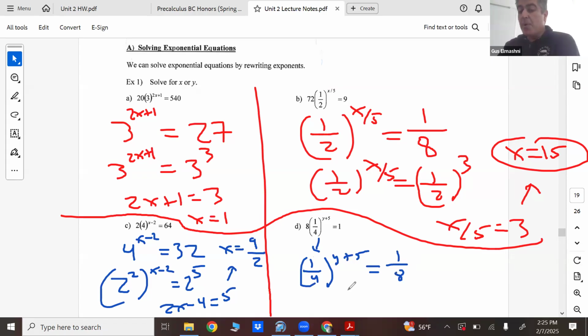Now here you're going to change bases on both sides to get them to line up, and both will have powers of 2.